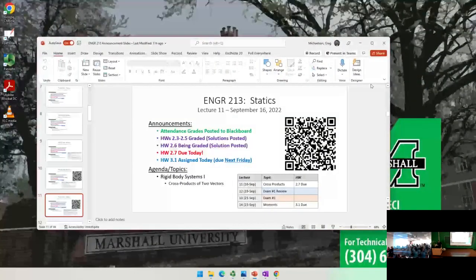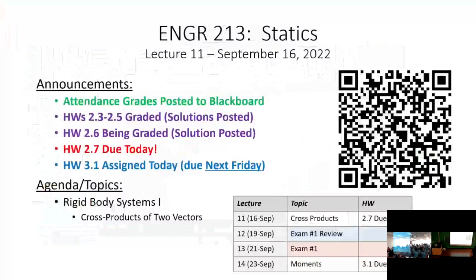Minimize, pull that back up. Okay, all right. Lecture 11.